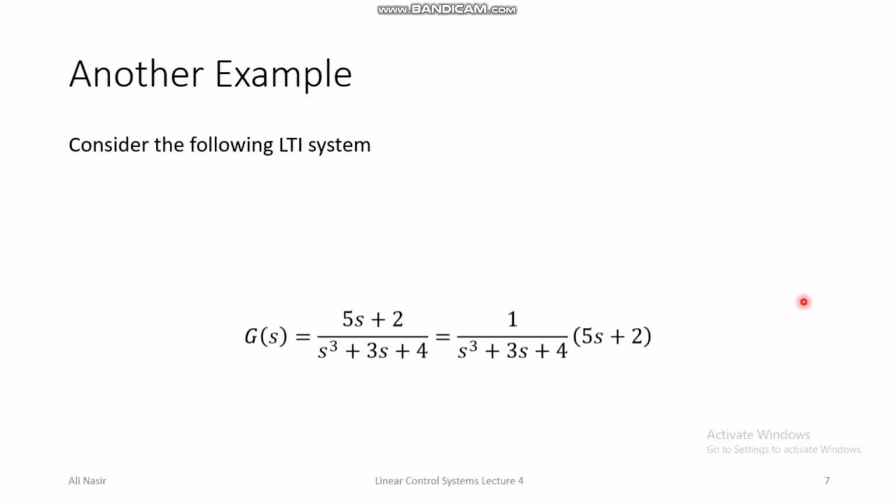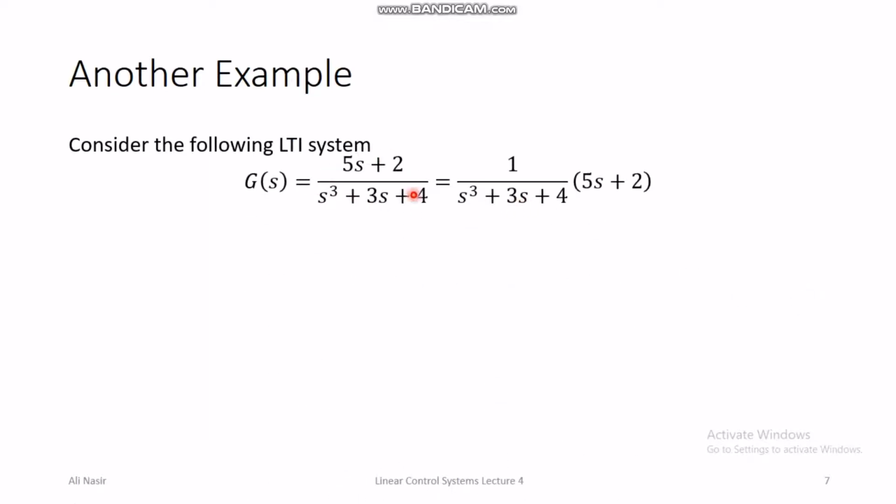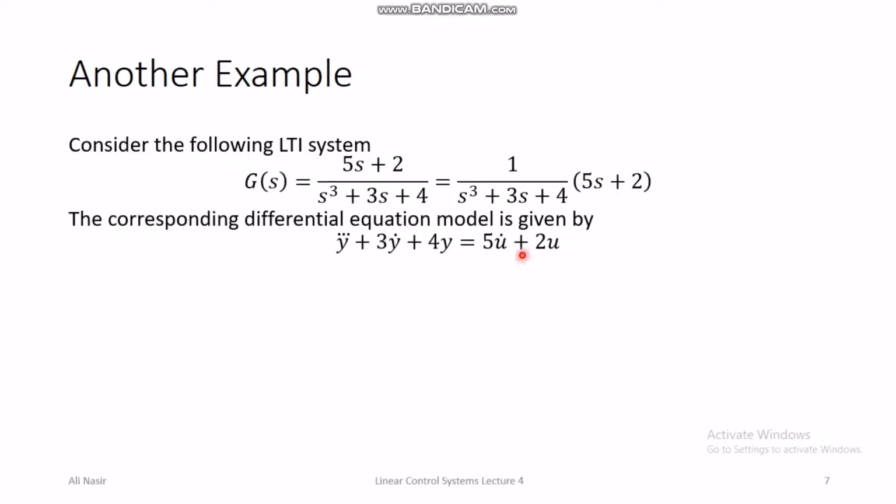Consider this following transfer function, 5s plus 2 over s cube plus 3s plus 4. So the denominator is the same as the previous example, but the numerator now has the s term in it. So if you convert it into differential equation, there will be u dot.